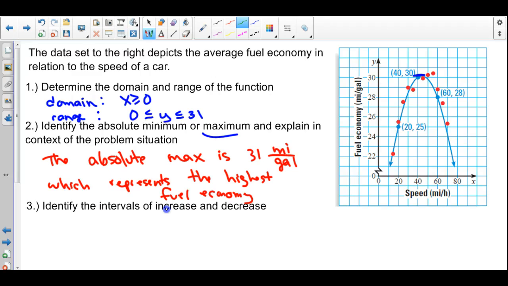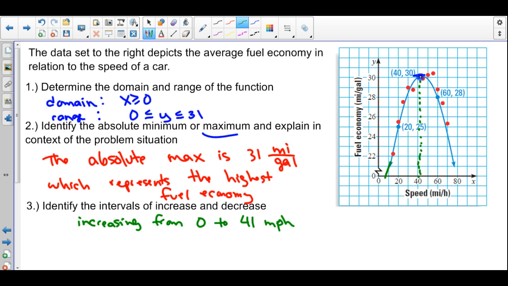What it means by that is I want to know from when this car started driving to when it peaked out, was it increasing? It looks like the car had to have started at 0 miles per hour. So I'm going to say the fuel economy was increasing from 0 all the way up to where the highest point was, which, if I keep my cursor going down, is probably about 41 miles per hour. So I'm going to say increasing from 0 to 41 miles per hour.